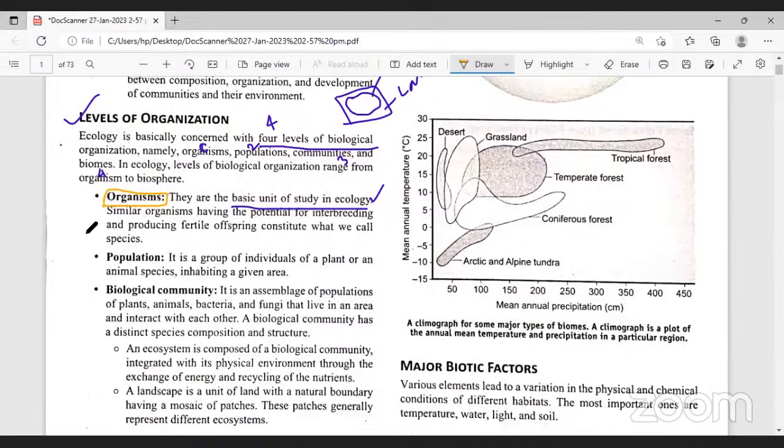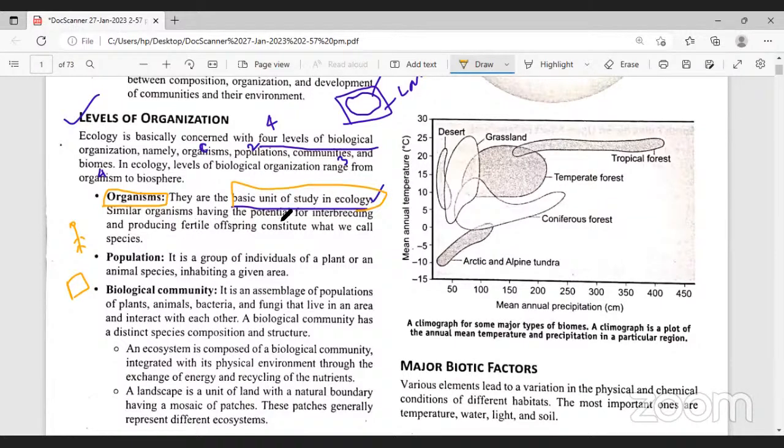Suppose, take an example, any human being or any one of the animals in a particular given area, that is an organism. Take an example, a small pit. How many microorganisms does it contain? A few milligrams of soil, how many microorganisms are present in it? That is called organisms, isn't it? Organism is nothing but the basic unit. This is very important. So many times they have asked the question. The basic unit of ecology is called the organism.